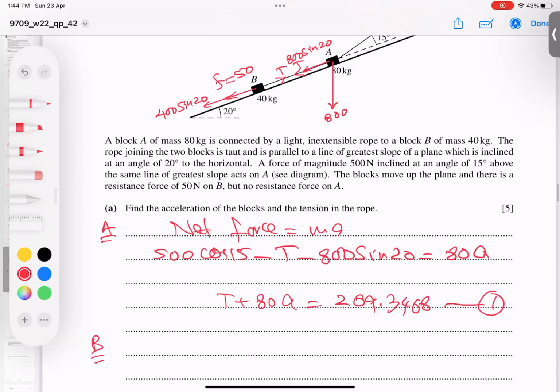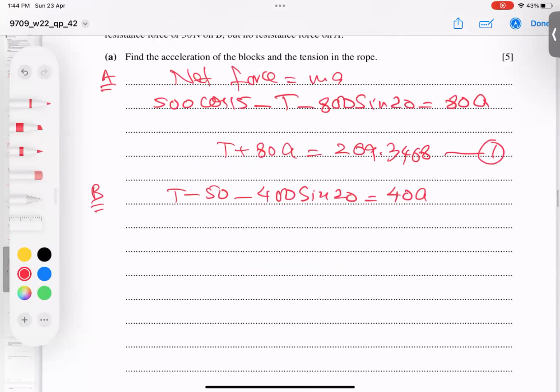Now I'm going to make it for particle B. Because again it's going upwards, tension and these three forces are acting on it. So again, net force equals ma. I can say tension minus 50 minus 400 sine 20 equals ma, mass 40, a unknown. So now again I keep tension here and 40a comes here. So minus 40a, and this component will go there: 50 plus 400 times sine 20. And it's coming 186.8081. Equation 2 done.